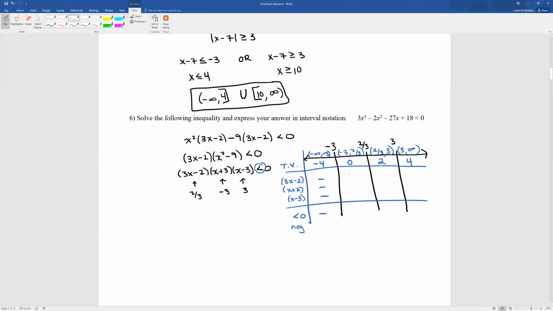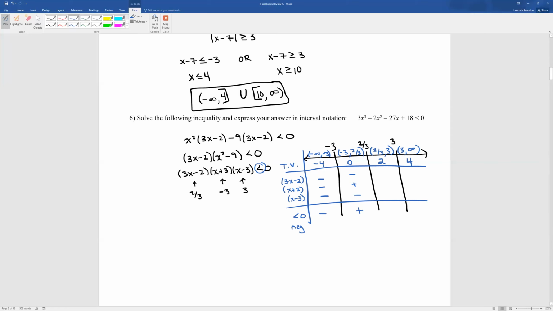If I plug in 0 to the first factor, I get negative. If I plug in 0 to the second factor, I'd get 0 plus 3, so that's a positive. 0 minus 3 is a negative. Two negatives overall multiplied together makes a positive, because remember, a positive can't change signs. Only a negative multiplying by something else can change its sign.